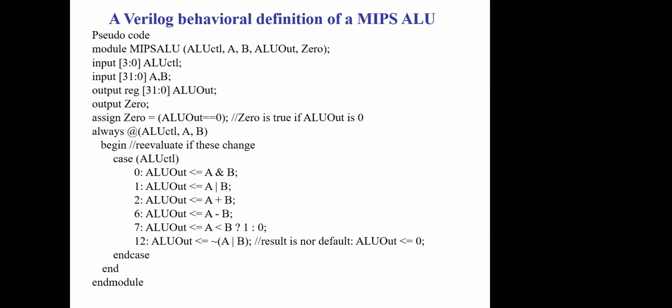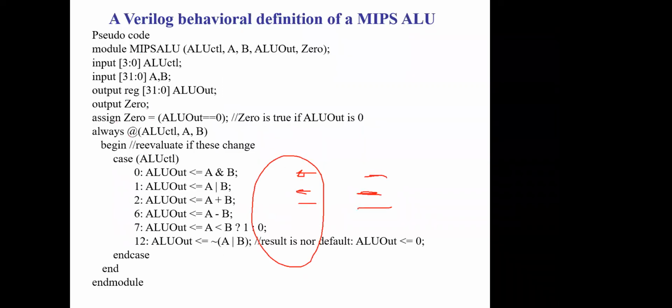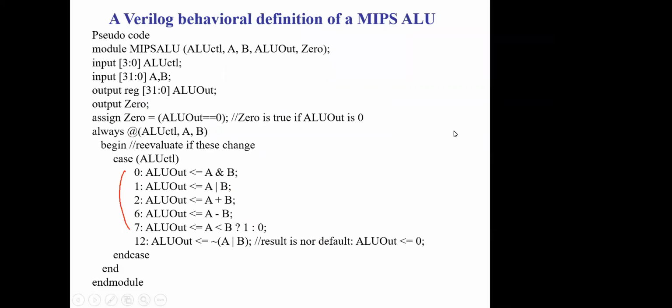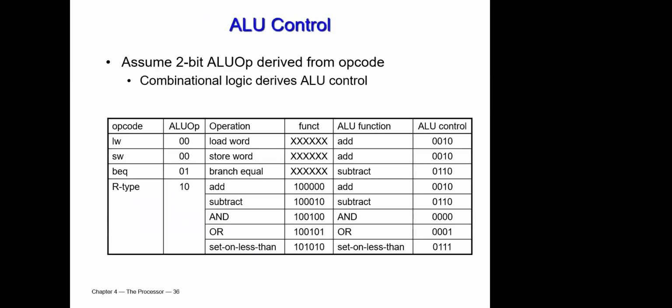Which basically is nothing but implementing that table. If it is 0, do AND. If it is 1, do OR. If it is this, do add, and so on and so forth. This is what we have already described here. So this is basically just a simple implementation of this ALU, assuming that I would like to implement that guy.